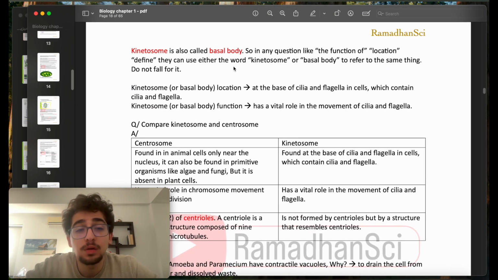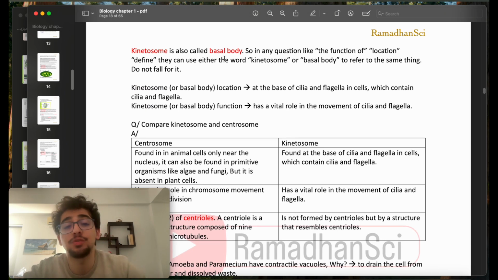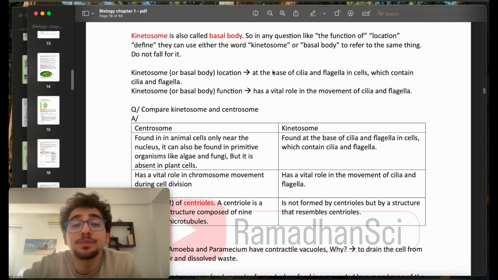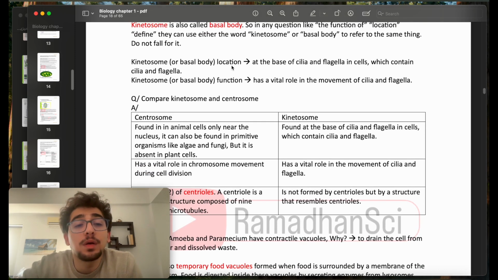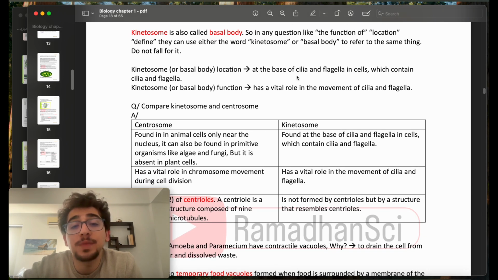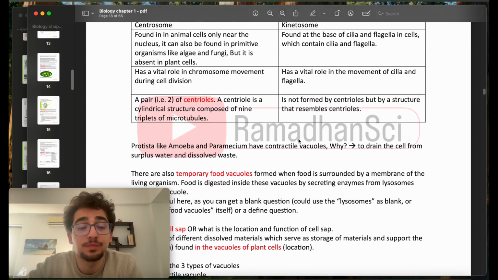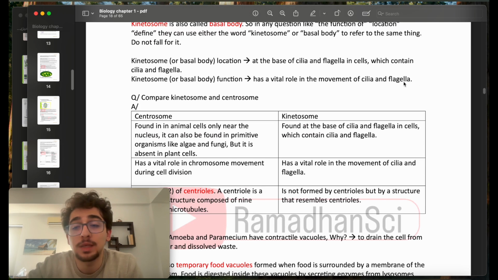The kinetosome, or the basal body, so you can have this as a definition. The kinetosome is basically located at the base of flagella and cilia, in cells that contain the cilia and flagella. But the function also has a vital role in the movement of cilia and flagella. Very important. There are like tons of questions here just talking about the location and function of the basal body or the kinetosome.